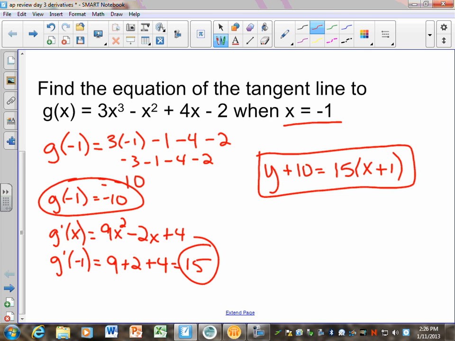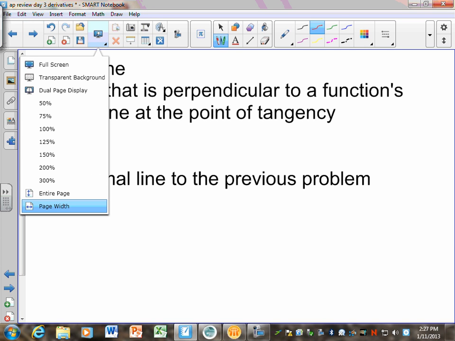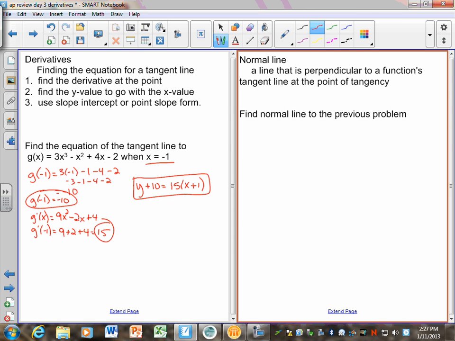We also talked about normal lines. Not that big of a deal. I don't think it's going to be on the AP test, but it could. Remember that a normal line is a line that's perpendicular to a function's tangent line at that point of tangency. So we could find that normal line really easily if we already did the derivative of the function. Let me go back for a second. So I still have the same point. It's still g of negative 1 equals negative 10.